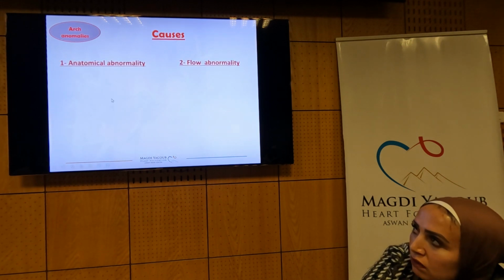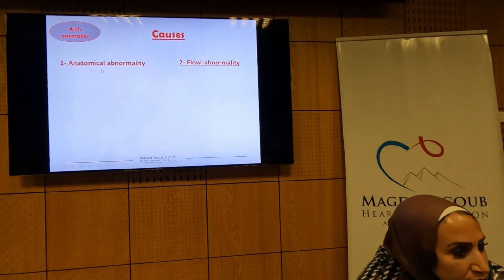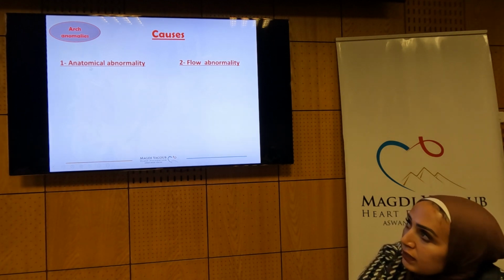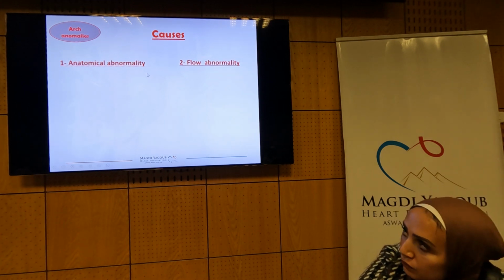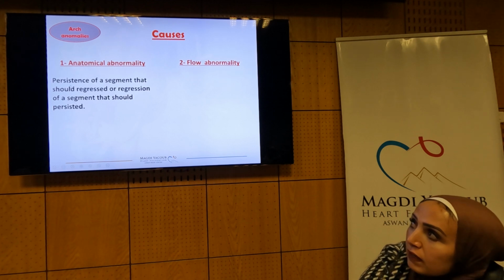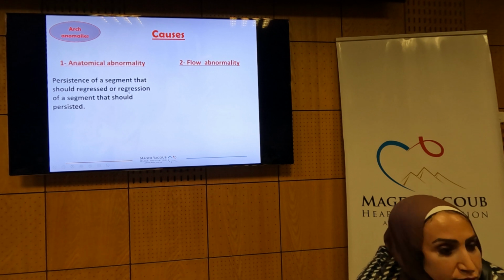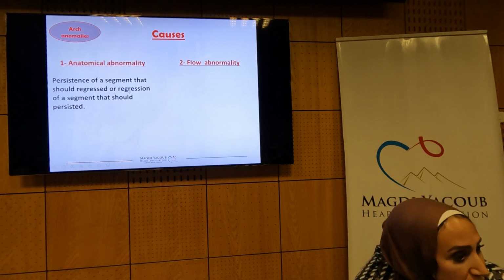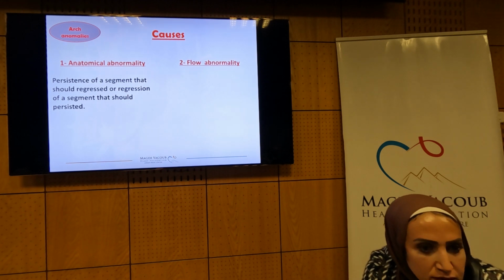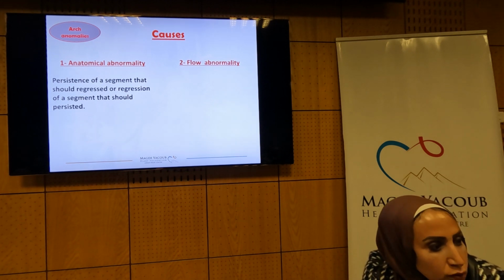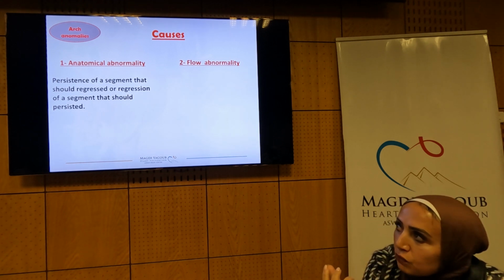Then when I looked in the literature carefully, I found that we can classify them into two classifications: anatomical abnormalities and flow abnormalities. In the anatomical abnormalities, simply a segment that should have regressed persists, or a segment that we expected to be present has regressed. Again, that's why I think that if you spend some time on the morphology of the arch, all the anatomical abnormalities will be explained in your mind in an easier way.